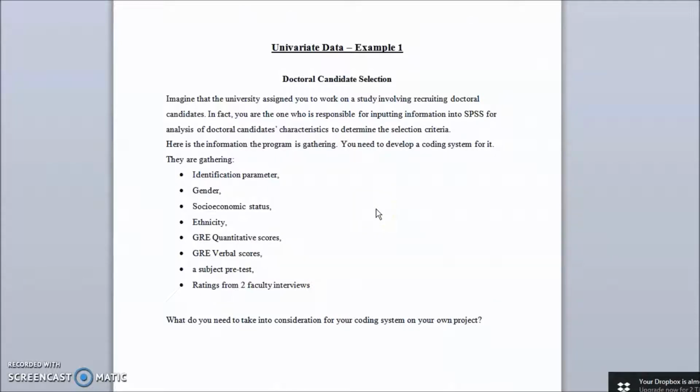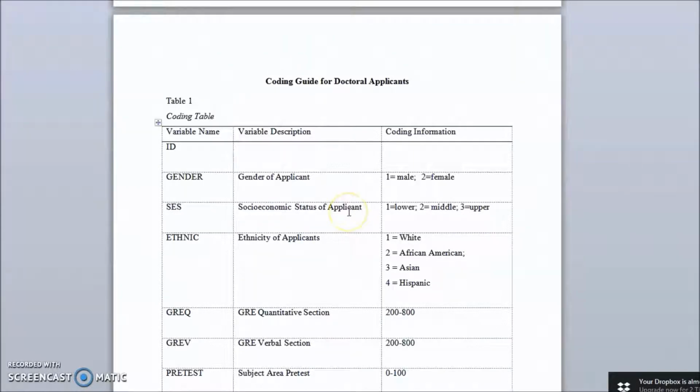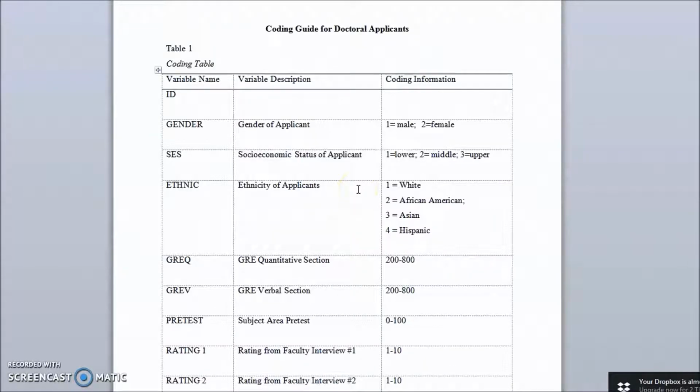So one of the first things that we have to do is assign coding. We have to figure out how to code this data. So here is your coding of the doctoral applicant. Here's my ID. Basically, it is just an ID number, so I don't have any coding for it. It will just tell me how many candidates I have.